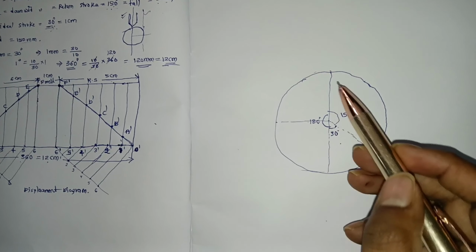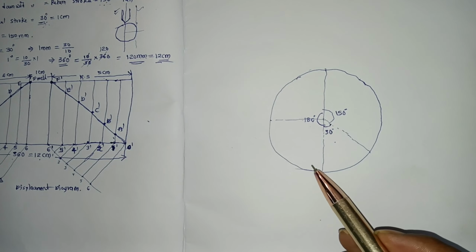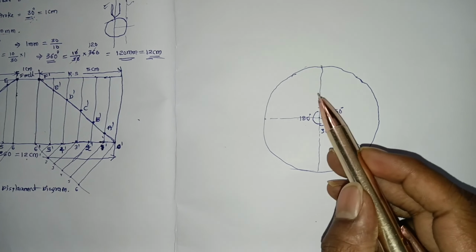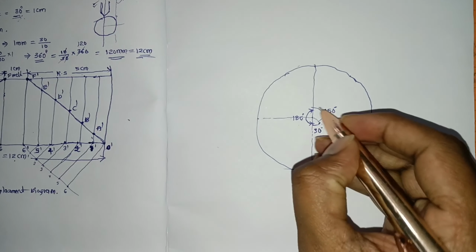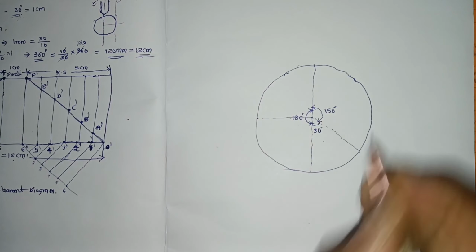Okay, so this is the upward stroke portion, this is the dwell, and this is the downward stroke portion. Okay, this is upward stroke, this is dwell, and this is the return stroke.